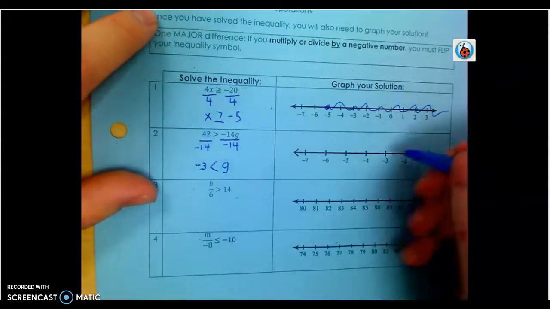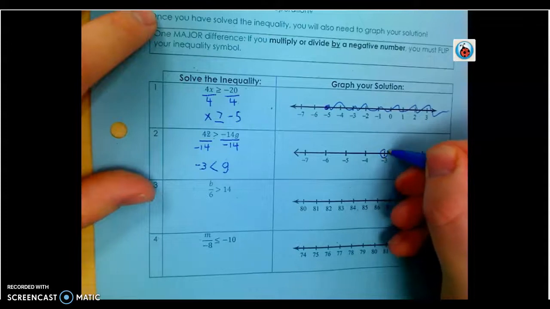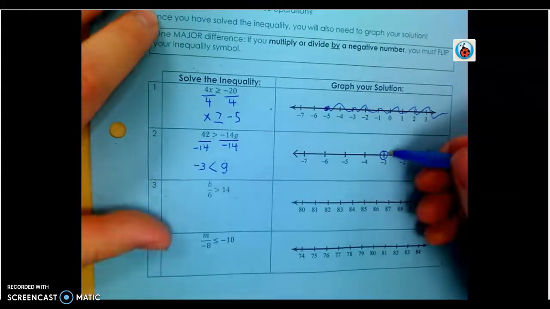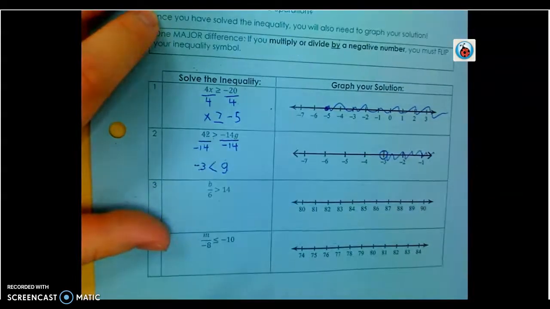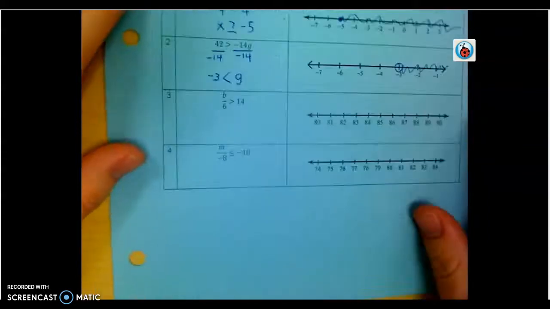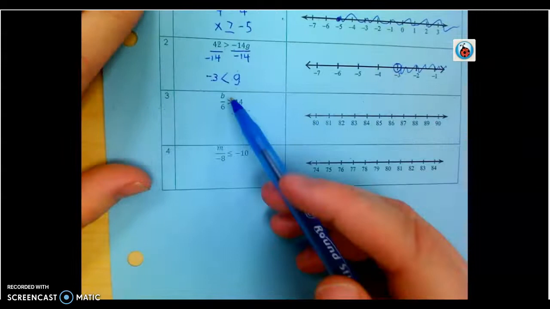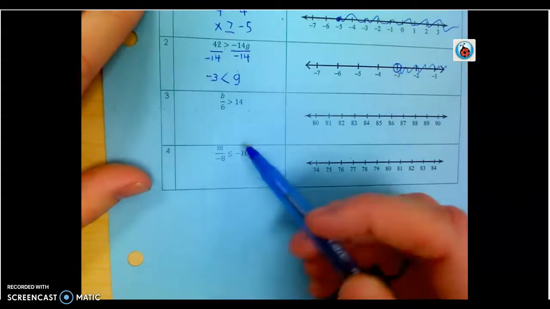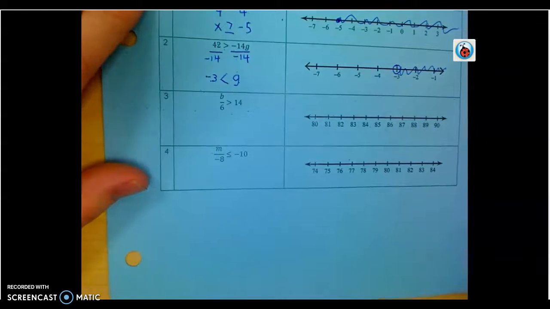So we have an open circle at -3. And be careful in which direction you shade. The variable doesn't come first. So we're going to shade to the right, right? G has to be larger than -3. Okay. I'd like you guys to pause the video. Go ahead and try 3 and 4. Just remember to undo fractions you multiply. Then come back and check your answers.